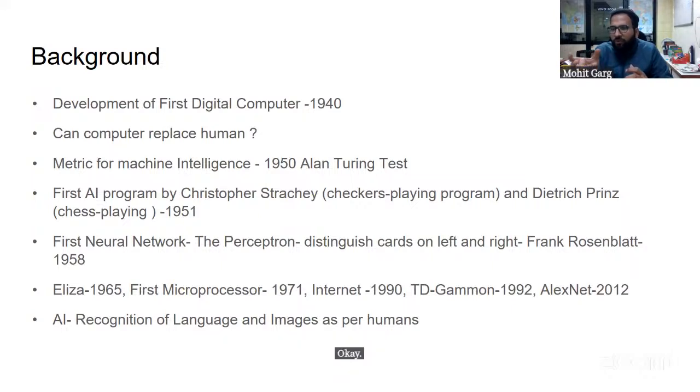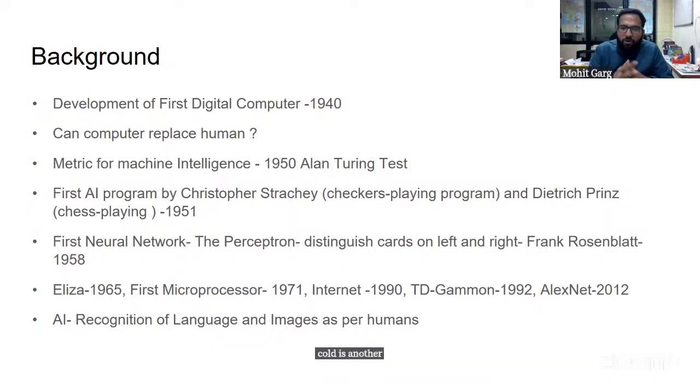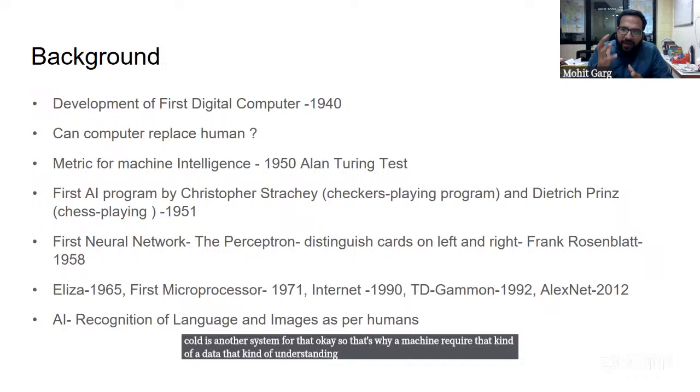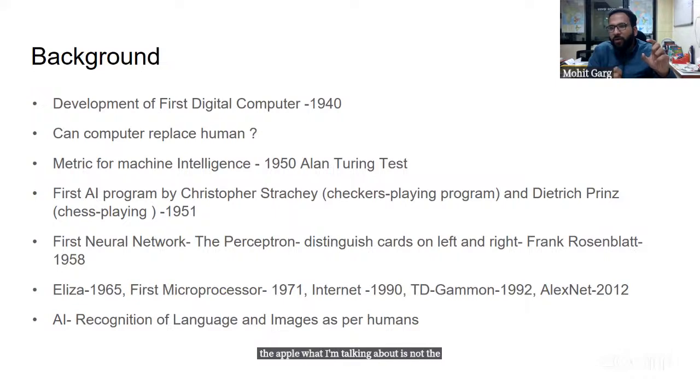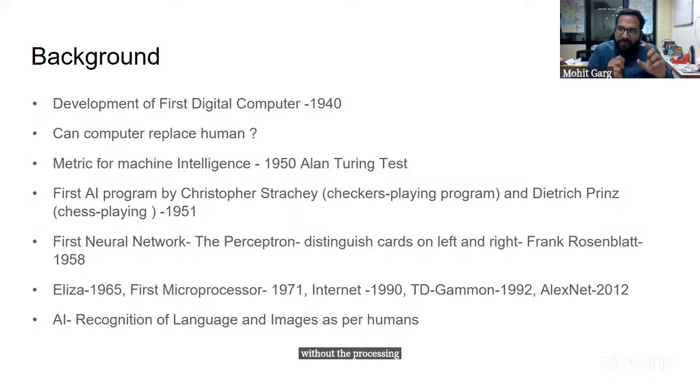Maybe many of you could picture the apple fruit, but there is a different Apple as well, like the Mac, which is also sometimes called another system. That's why a machine requires that kind of data and understanding, so it can tell that the apple I'm talking about is not the fruit but the operating system, a system for computing. That requires intelligence, and this intelligence is incomplete without the processing of data. Data is required.